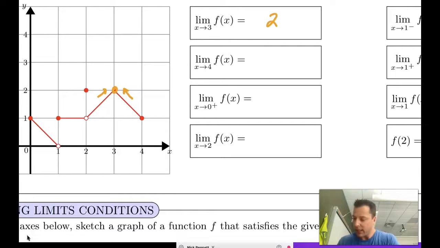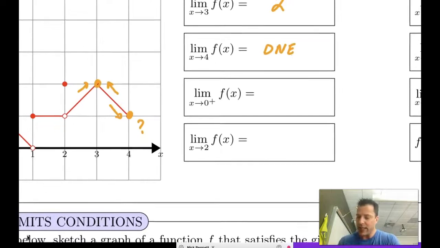Okay. Then I go to the limit as x approaches 4, which is right here. I have a left-handed limit. Ooh, but I don't have a right-sided. So that does not exist. Oops. That does not exist. The limit at 4 does not exist. Only the left-hand limit exists there.